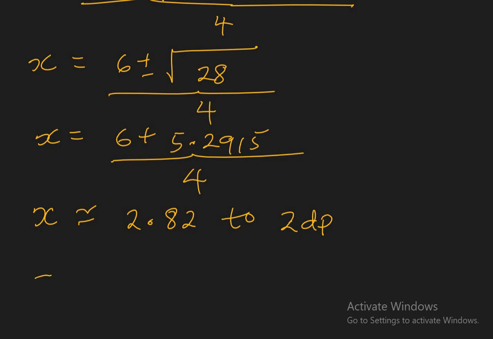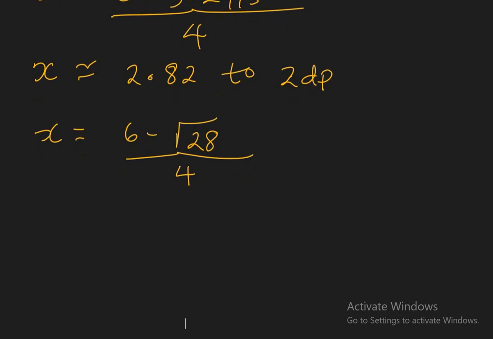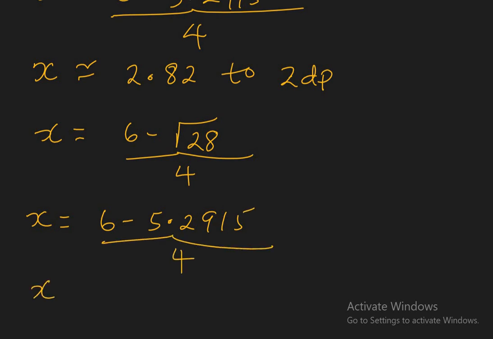Now, again, x for the negative part, 6 minus root 28 over 4. You know, it's plus or minus. I did the plus, now the negative, the minus. What will it give us? X equal to 6 minus square root of 28, which is 5.2915. You divide this by 4. X is approximately 0.18 to 2 decimal places.